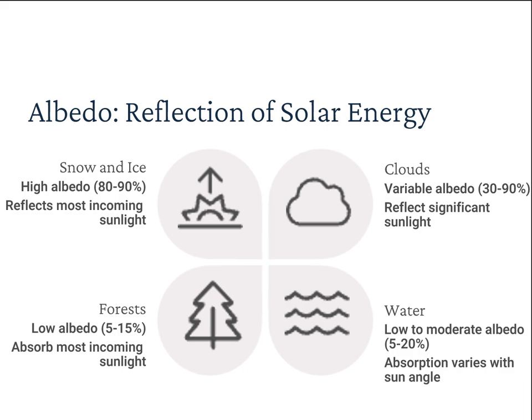Albedos explain why ice-covered regions stay cold. They reflect most sunlight away. In contrast, dark forests absorb more heat, warming the surrounding air. Water's albedo depends on the angle of the sunlight, which is why oceans can be cooler at sunrise or sunset, but absorb heat more strongly during midday.